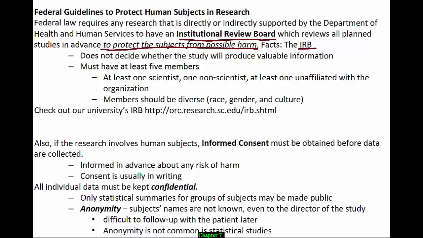So confidentiality is one thing. Anonymity is slightly different. This is where the subjects' names are not known even to the director of the study. With anonymity, it's difficult to follow up with the patient later. Sometimes when we use anonymity, we give the patient a code. Let's say they're getting a test done for a disease that they don't really want anyone to know if they do test positive for it.